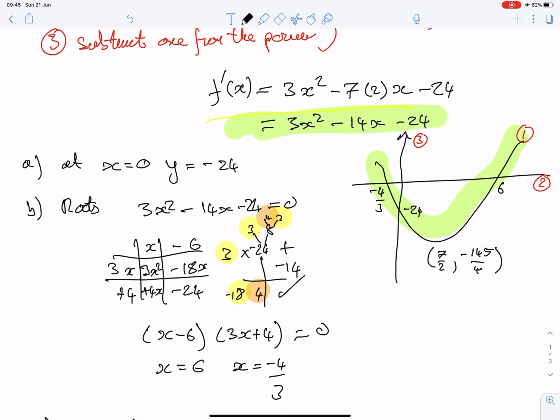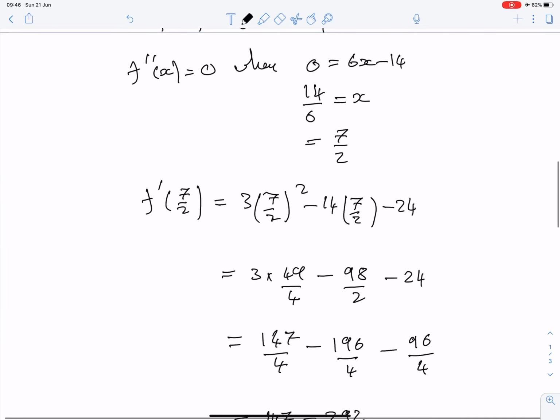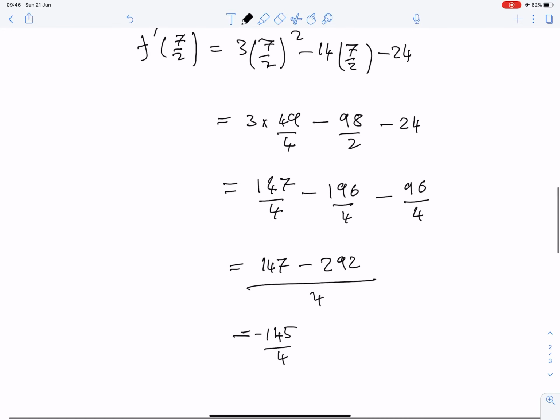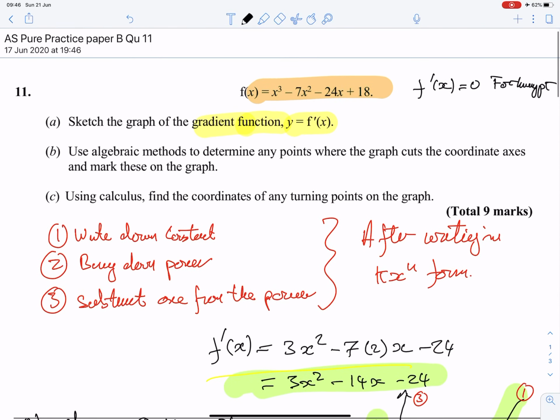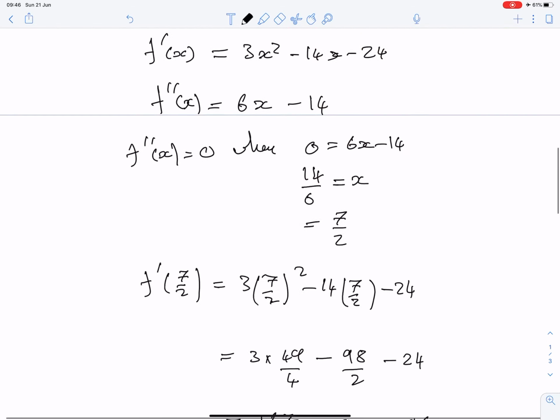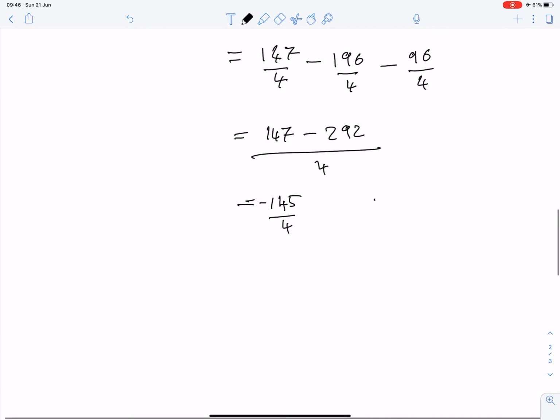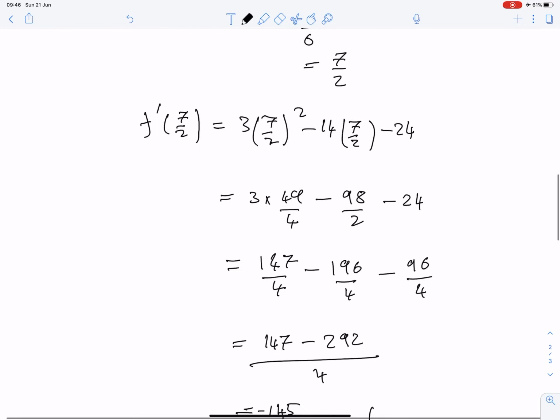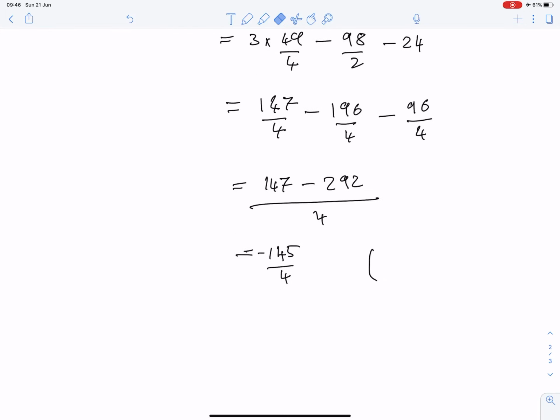And label it on the diagram. You could simplify that down to a mixed number, so you're going to get 36 and a quarter, I think. But again, you can use a calculator if you need to. And that is it for that question. I suppose we should perhaps label it right down here as a coordinate, the turning point as well, just so it's clear, but it's on the diagram. 7/2, minus 145/4.